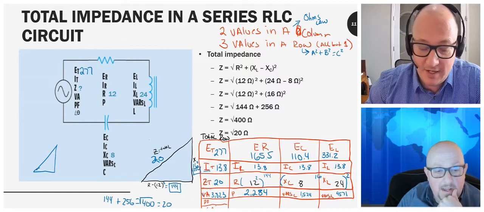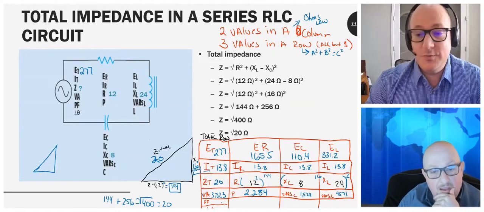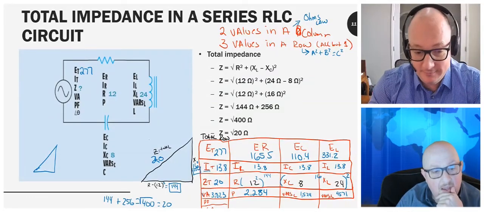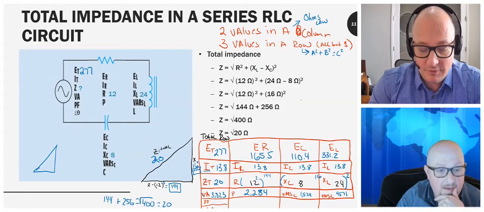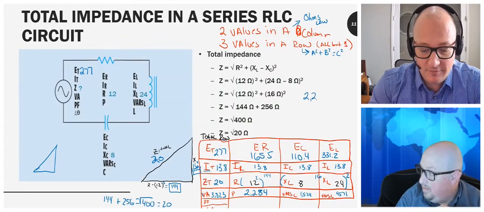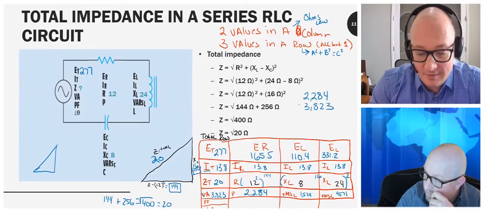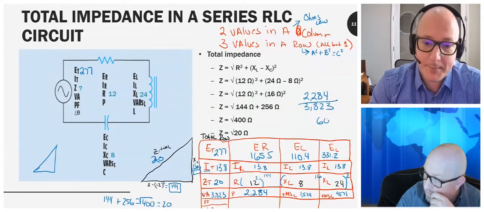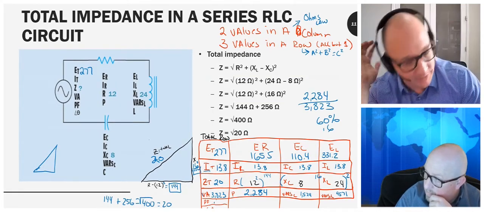Fantastic. Now, how do I figure out power factor? We're just comparing true power, the watts or P, over the apparent power in VA. So 2,284 as compared to 3,823 is 60%. So 0.6. I'm doing some rounding, but yes, 60%.